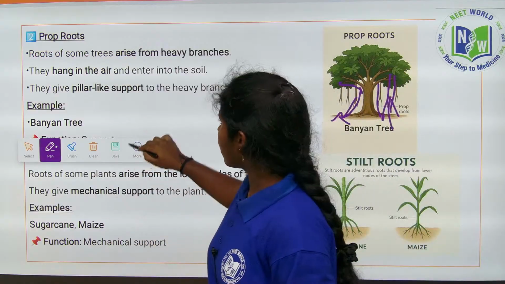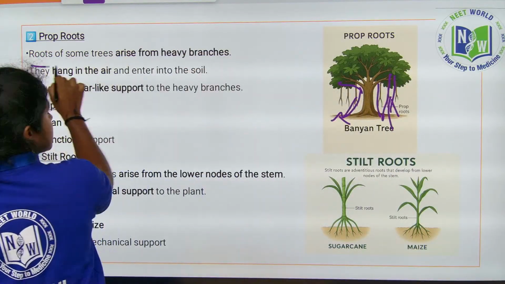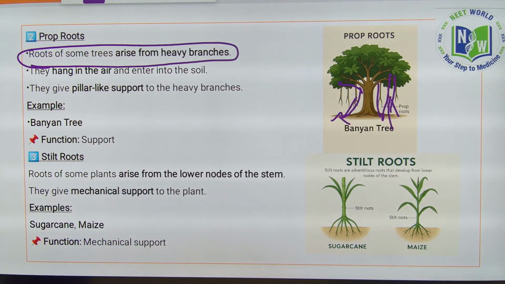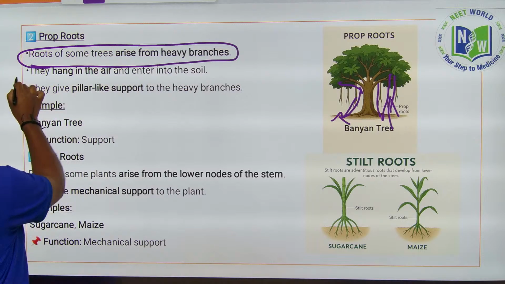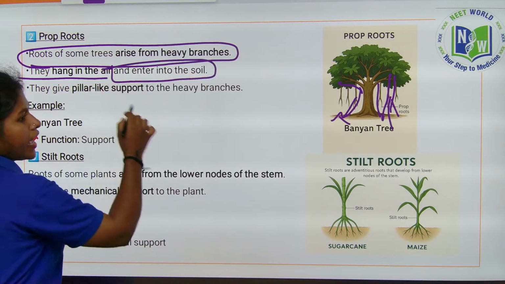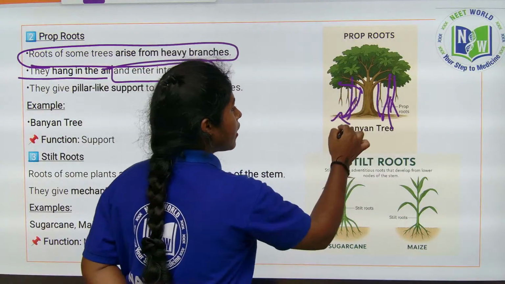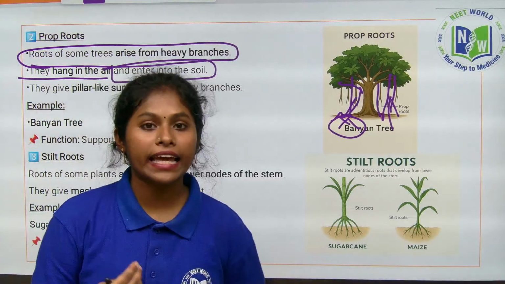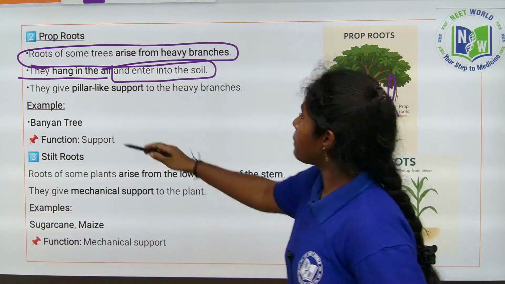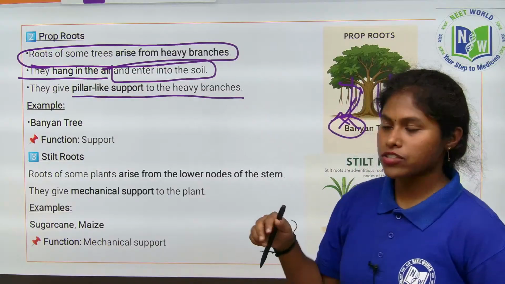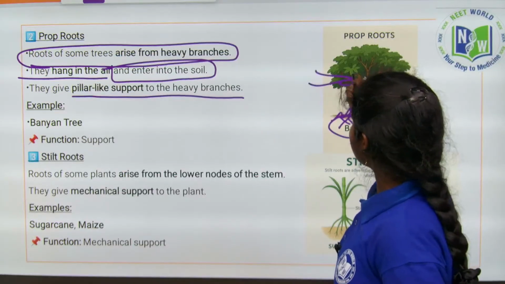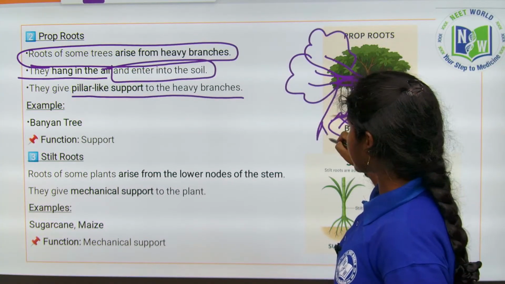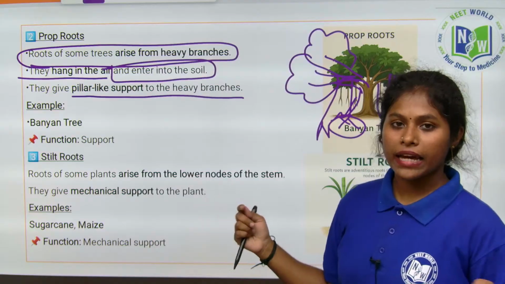Let's see here. The roots of some trees arise from the heavy branches. They hang in the air and enter into the soil. They hang from the air and get fixed into the soil and give the support. Mainly it gives the mechanical support, right? So they give pillar-like support to the heavy branches. To give the mechanical support, these aerial roots are fixing and giving the pillar-like support.